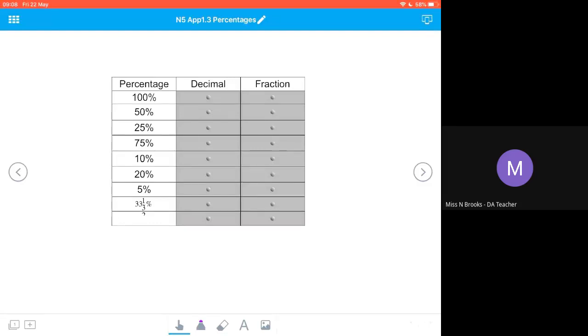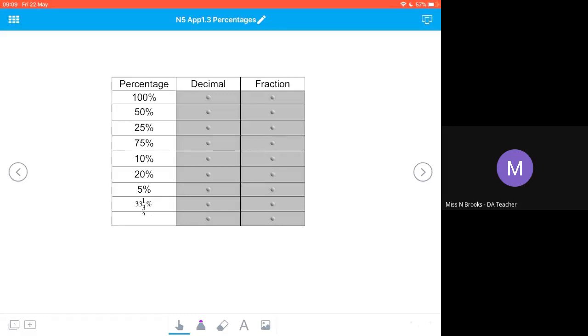So we've got some percentages here, which are the common percentages that it's always good to know, because we can generally make up all percentages from the percentages shown on this list. And we want to know what the equivalent decimals and fractions are.